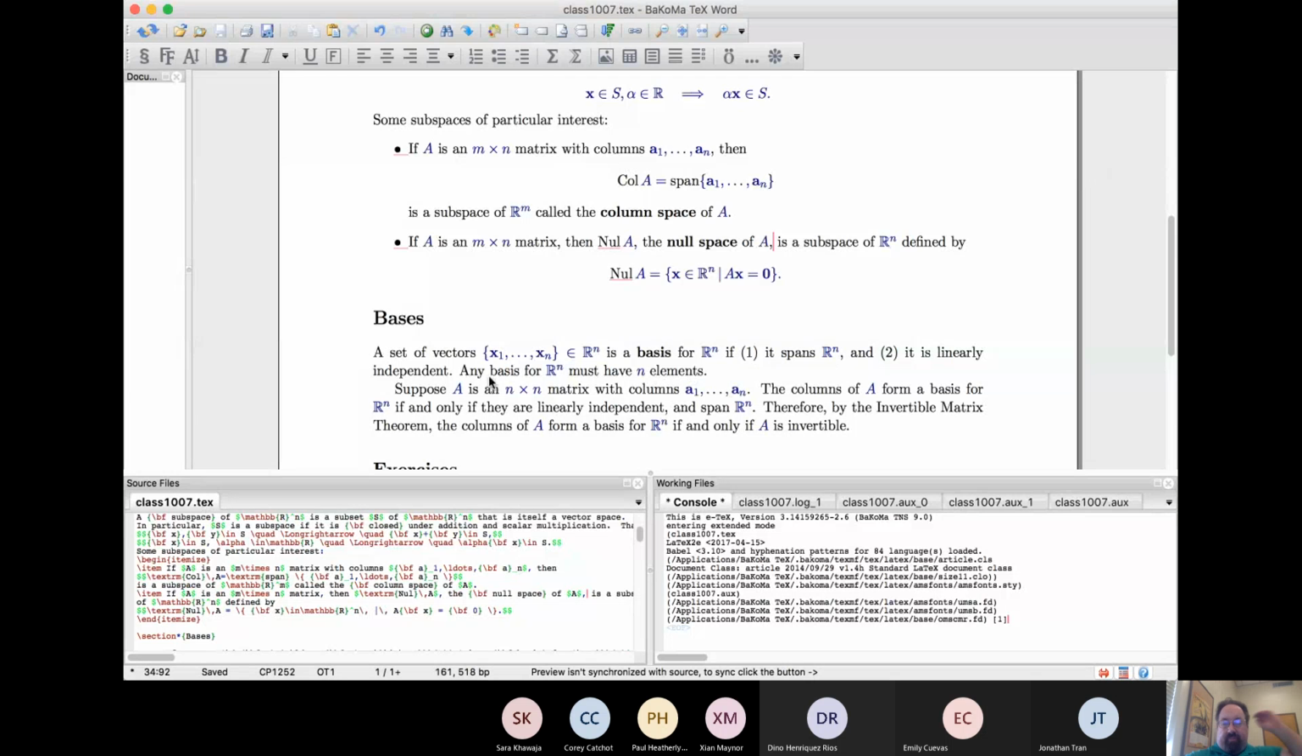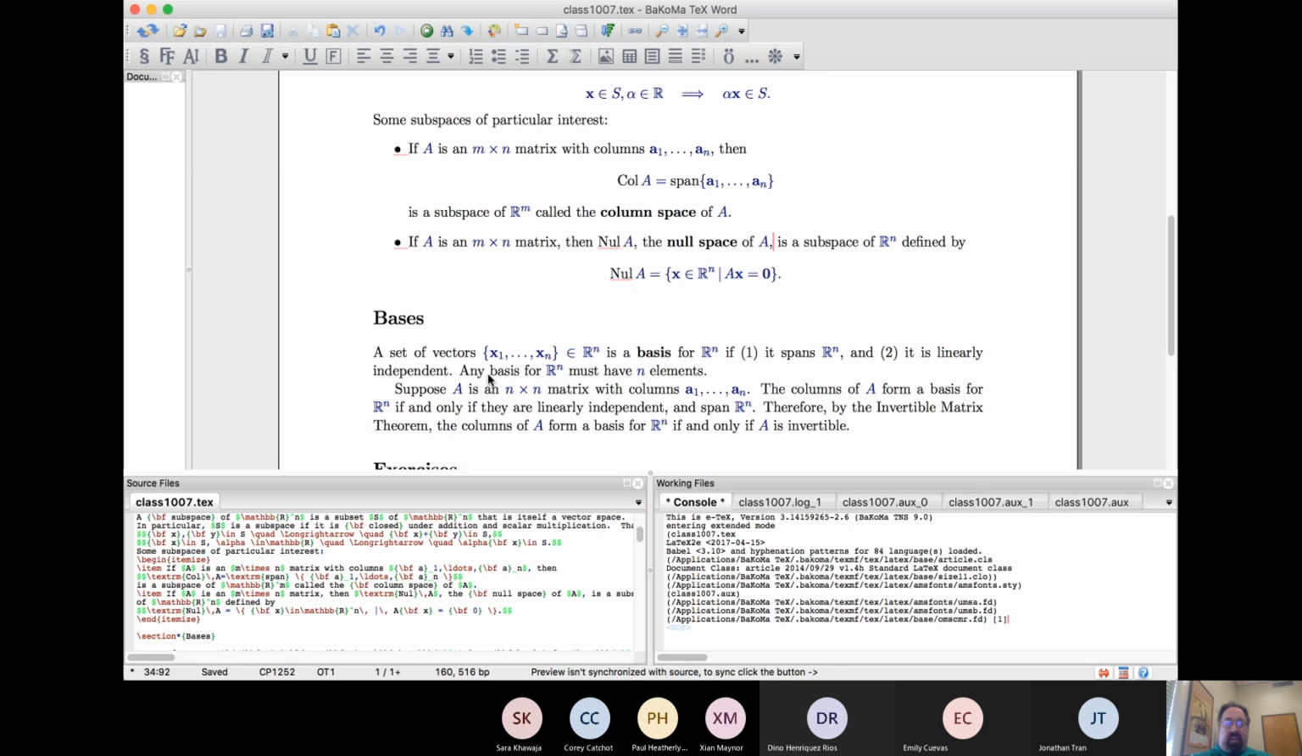A basis can be used to describe all vectors in the space in a unique way. Because they span Rn, we can take linear combinations of these vectors to describe the whole space. But because the set is linearly independent, none of these vectors are redundant. So it's like a minimal set of vectors that can be used to describe the entire space.